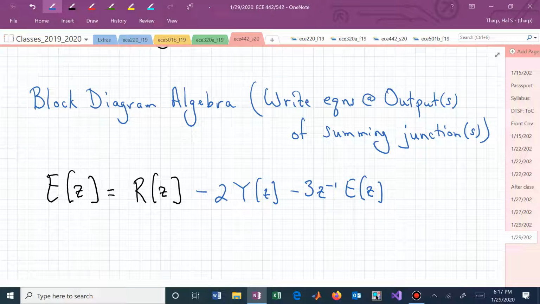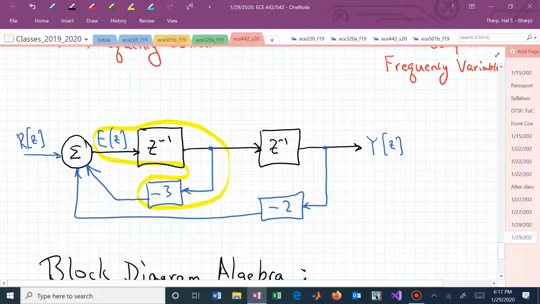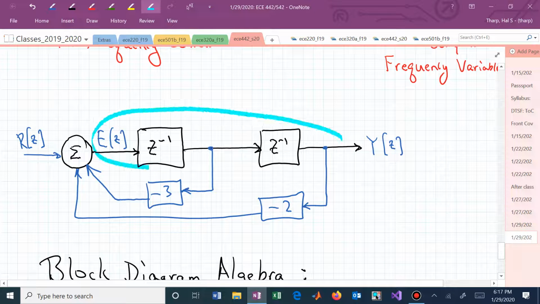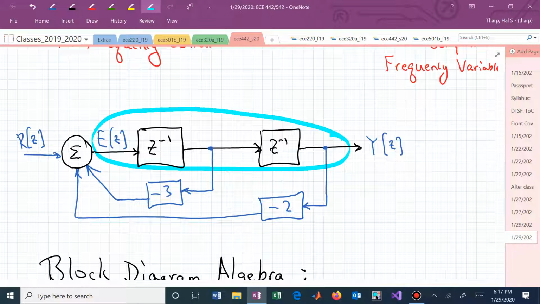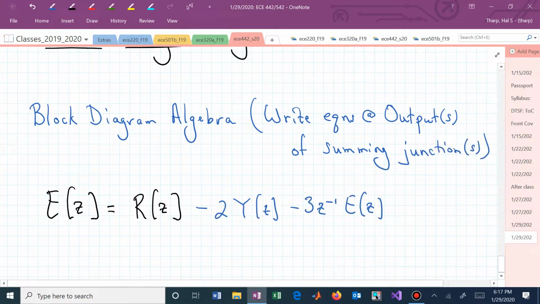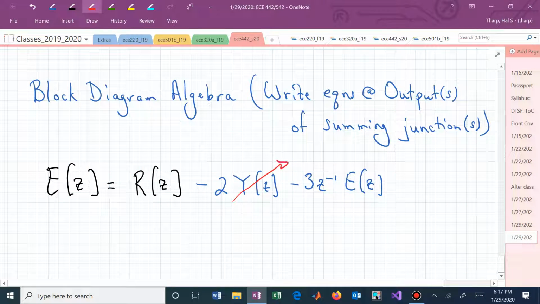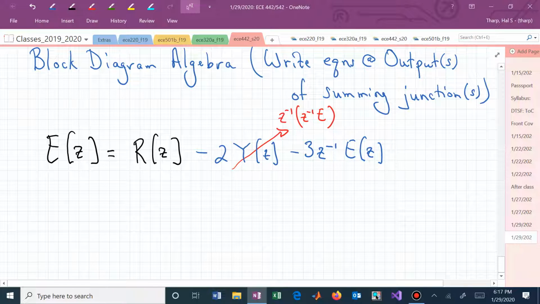And in fact, what I really want to do is rewrite this in terms of just 2 variables, an input variable and an output variable, where my output could be an error signal. Can I now get rid of that y? Can I rewrite that y in terms of e? So now do you see how I could relate y with e? Y is now z to the minus 1 times z to the minus 1 e. Here, now I can say, oh, I'm going to replace that with z to the minus 1 times z to the minus 1 e, or z to the minus 2 times e.